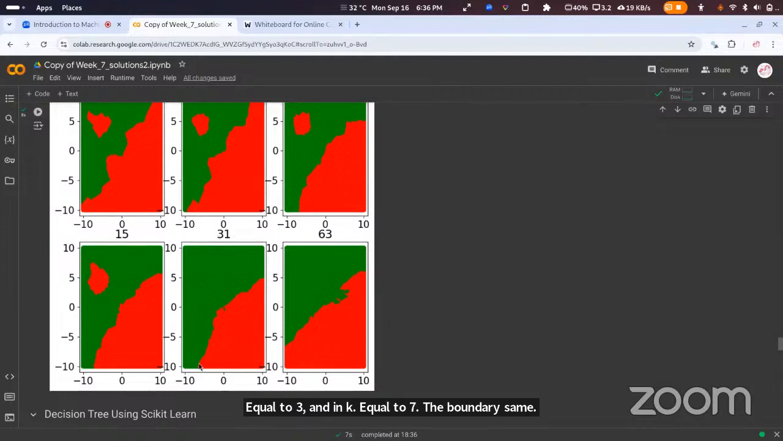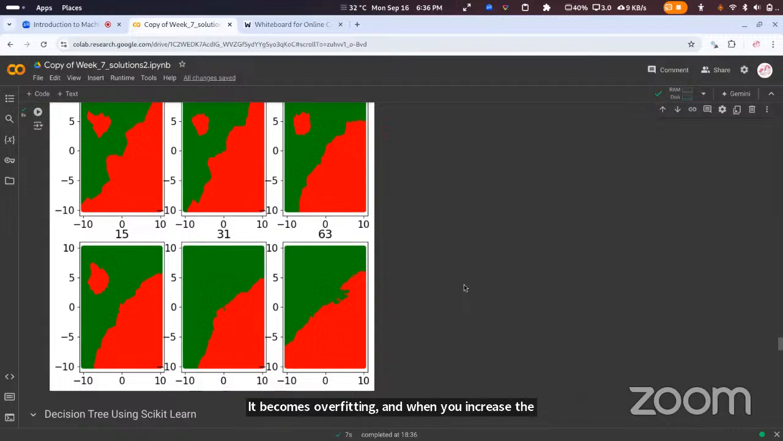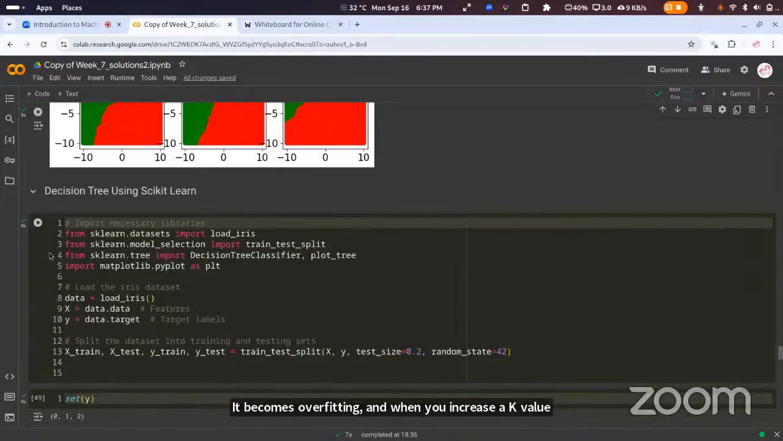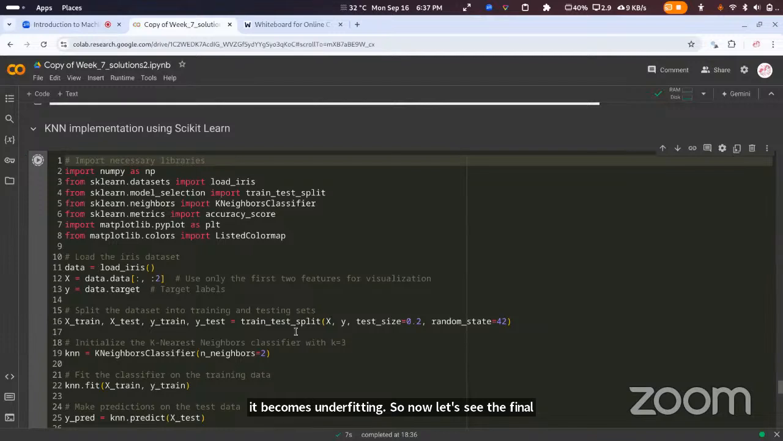But in K equal to 31, there is a better classification. That is, we don't need our model to get overfitted. At K equal to 63, it performs like this. That is, underfitting occurs. So when the K value reduces, it becomes overfitting, and when you increase the K value, it becomes underfitting. So now let's see the final KNN implementation using Scikit-learn.